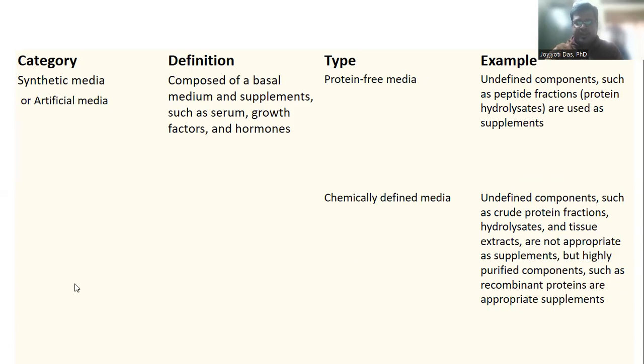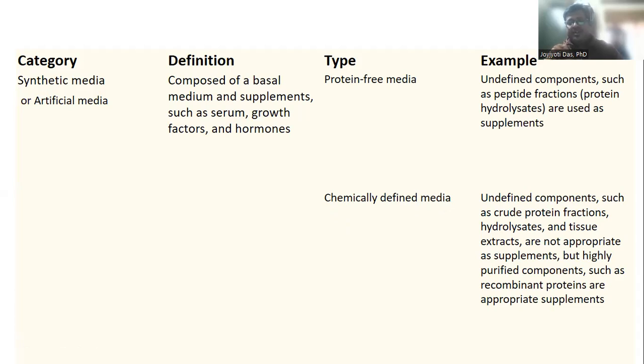So there are two other categories of synthetic media or artificial media, as we may call it. One will be called protein-free media, wherein there will be undefined components such as peptide fractions. There will not be whole proteins there, but protein hydrolysates to supply amino acids to the system. And the other category, which is the most popular category of cell culture media, is the chemically defined media.